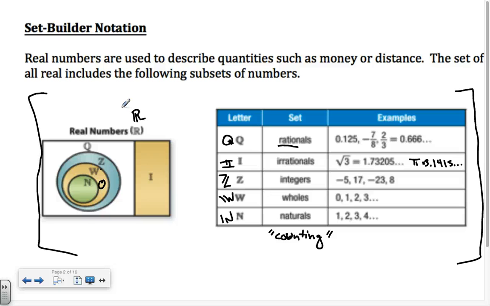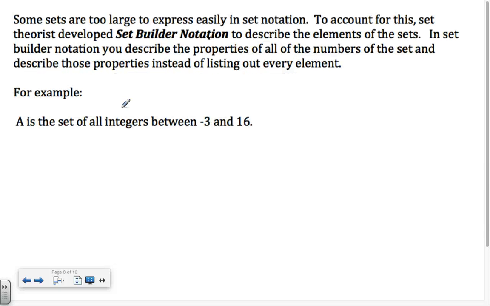Now, the reason why we have these is because sometimes sets are too large to express easily in set notation. To account for this, set theorists developed something called set builder notation to describe elements of the set. In set builder notation, you describe the properties of all the numbers of that set instead of listing out every element. So for example, let A be the set of integers between -3 and 16.